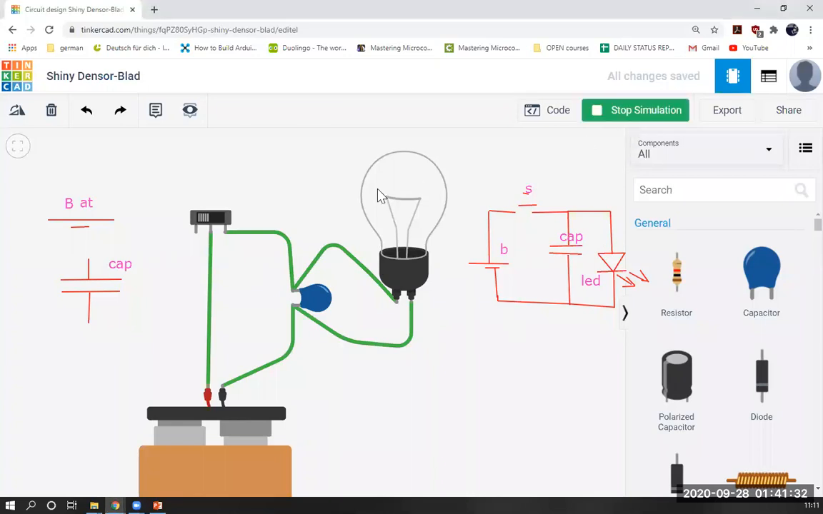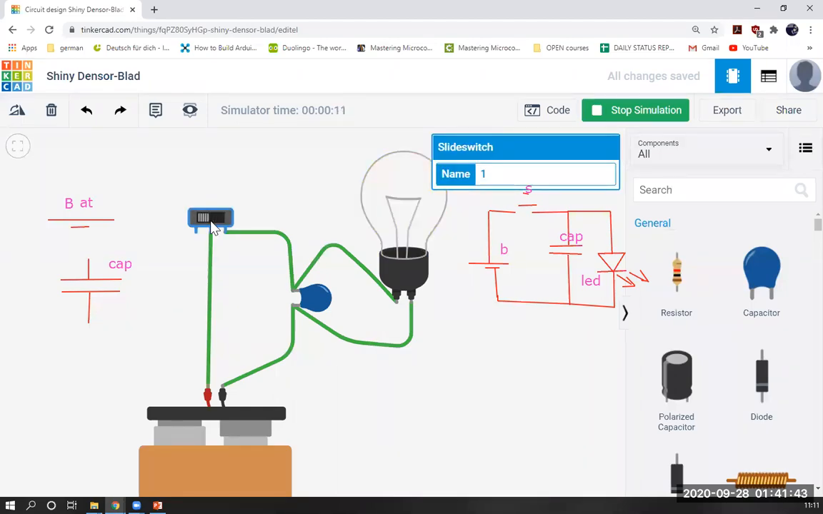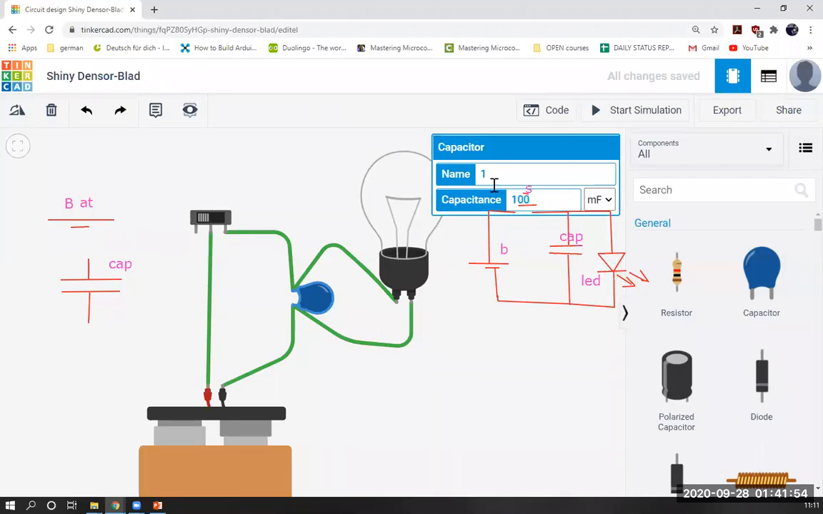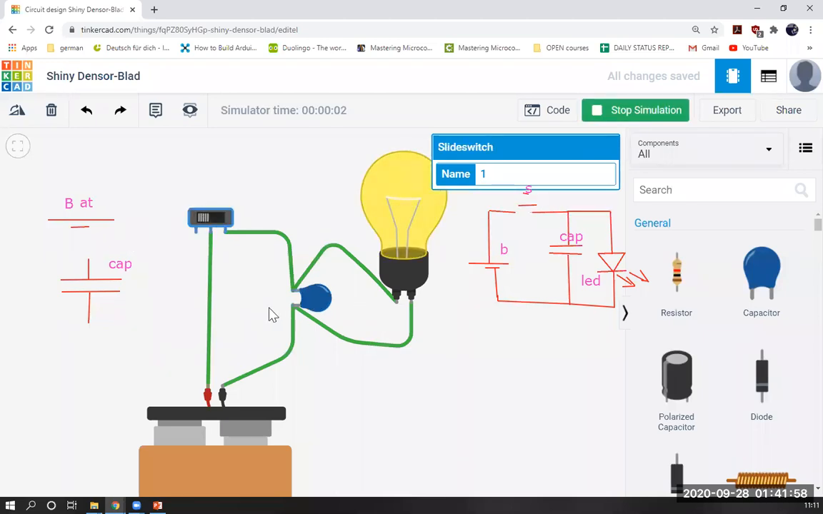So when I simulate this circuit, I hope you got the connections. Let's try it. You can see it's turning on normally. We cannot find any difference. So let's try to increase its value and try it out. Then you can see I have turned off the switch, but the bulb is still on.